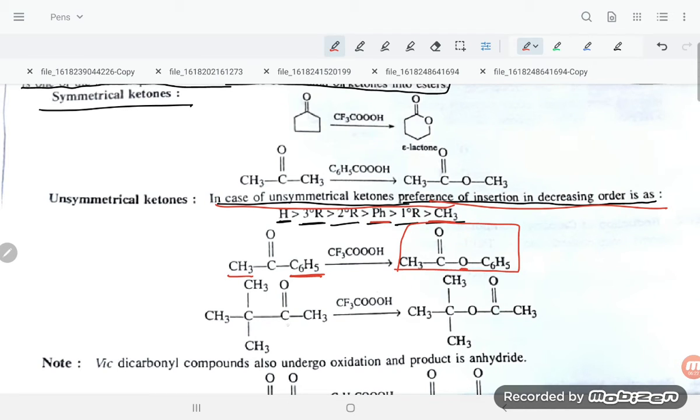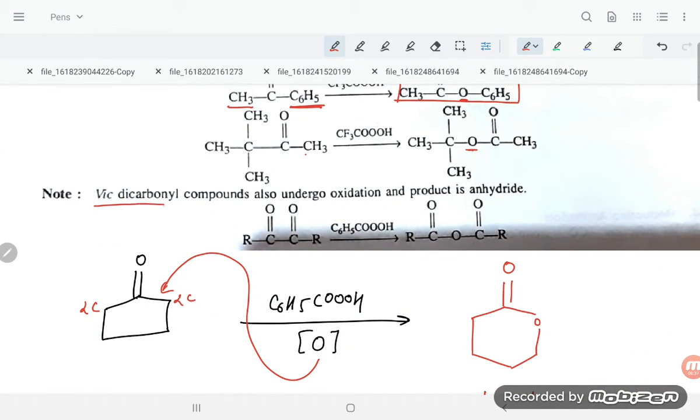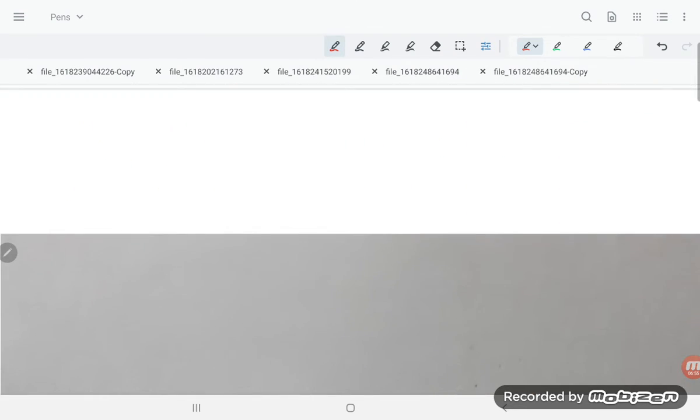And then the next one is here, a methyl group and a 3 degree alkyl group. Methyl is last and 3 degree is second. So oxygen will be added towards the 3 degree alkyl group. Now vicinal dicarbonyl compound also undergoes oxidation, and the product is anhydride. So whatever nascent oxygen enters, it will give the anhydride like this. Okay, so the most important thing we have to understand is that the mechanism is somewhat important, student.